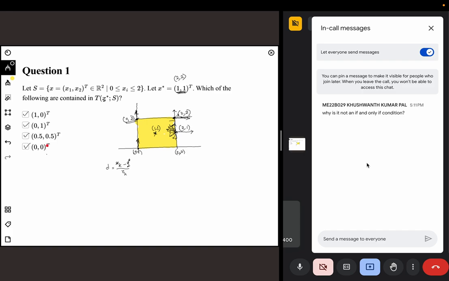Yeah, yeah. These are vectors. These are not points. Yes, these are d's. These are all vectors. So the following, maybe I should write here. Yeah, if it's a boundary point, then the answer will be different. Then all of these are not there.